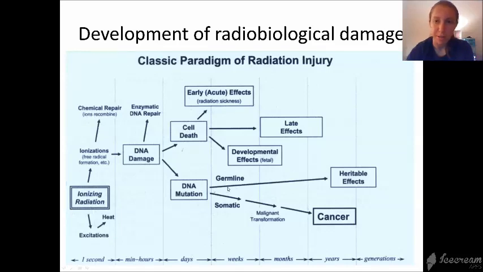There's the germ line, which are your germ cells or your sex cells. Damage to the germ line will have heritable effects, which will affect generations: your offspring, their offspring. And then there's also somatic cells, which, if there's DNA mutation, can lead to malignant transformation, and then eventually lead to cancer. And typically cancer has a latency period of years or even decades.